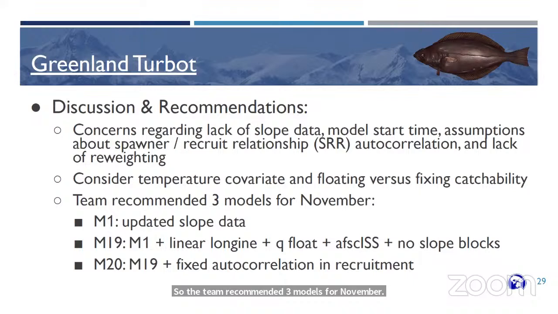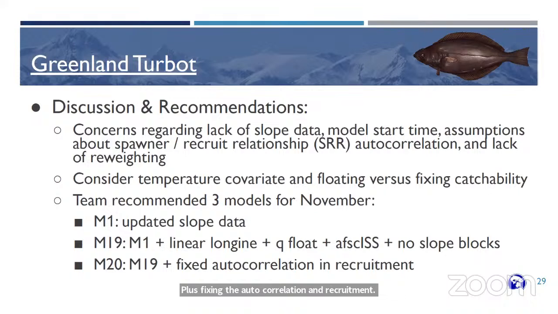Model 1 just updated the slope data from the previous model. Model 19 is model 1 plus using that new method for the longline survey, the Q float in SS, and doing the input survey sample sizes bootstrap method, and not having time blocks on the slope survey data. And then model 20 is model 19 plus fixing the autocorrelation in recruitment. And I believe those were the 3 moving forward.